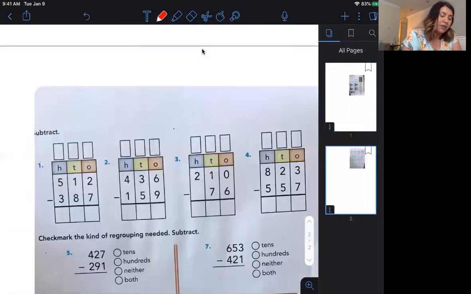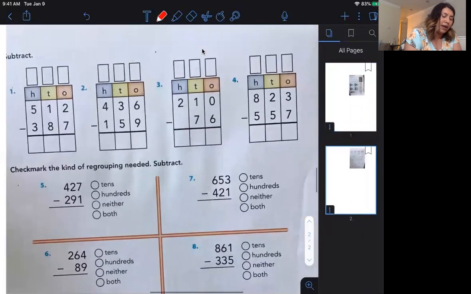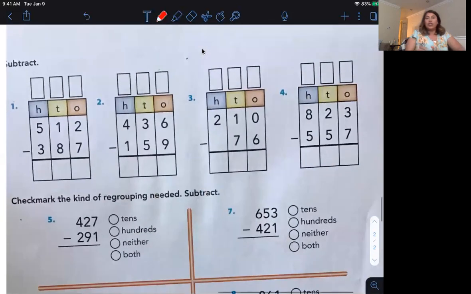Let's go ahead and flip to the back really quick. All right, we got this, friends. We're going to do it together, okay? 2 take away 7, you can't do it. So we're going to borrow.